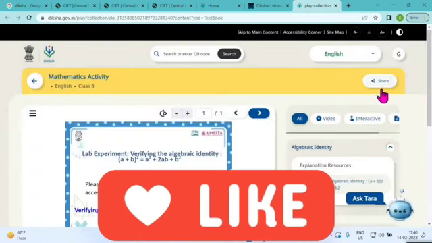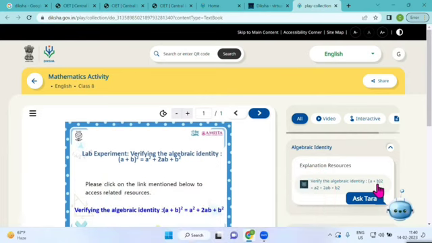Okay, so now we have one maths lab activity, that is to verify the algebraic identity, that is (a + b) whole square is equal to a square plus 2ab plus b square. As we all know, we have four basic identities, but today I am explaining the most important one, that is (a + b) whole square is equal to a square plus b square plus 2ab. With the help of this activity we can also derive numerous other identities.